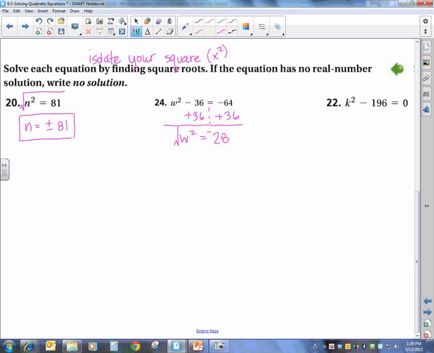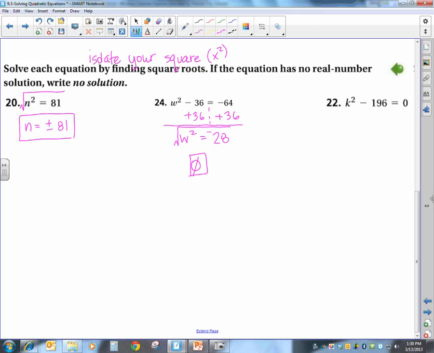If you try to take the square root and put it in your calculator, you'll find out that it will say you can't do that. So make sure you know what your calculator says when you can't take the square root of a negative number. So this would be an example of no solution.